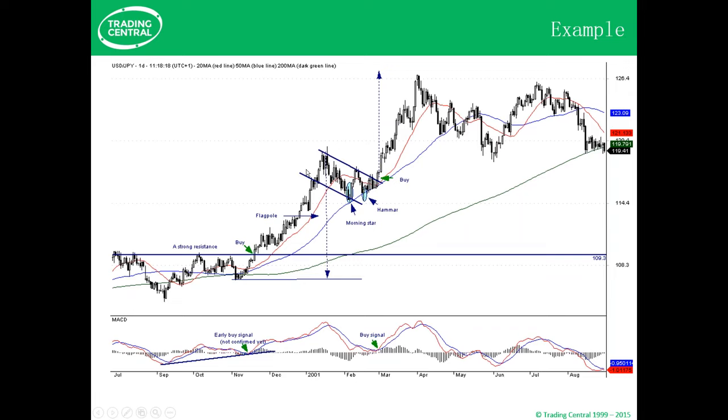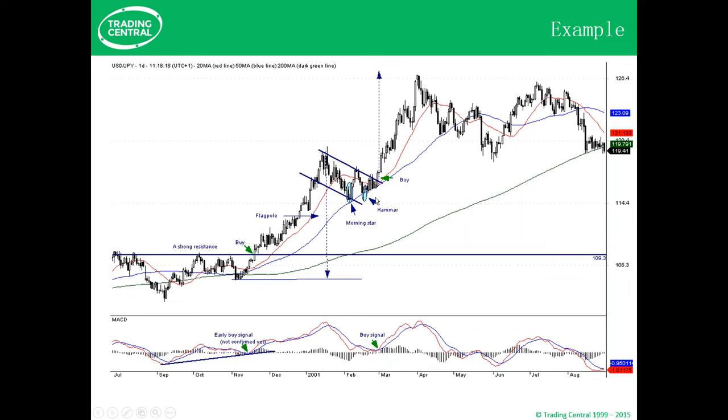And in this chart, actually, there are several buying signals. The first one appears in the MACD, where there is an early buy signal here when the MACD crosses above its signal line. However, it is not yet confirmed. When the price breaks above this resistance around 109.3, which is key resistance as you see the market tested it a few times before, the price confirms the MACD early buying signal.